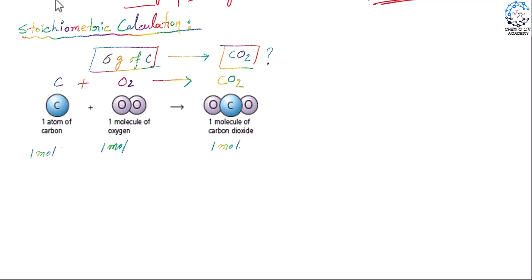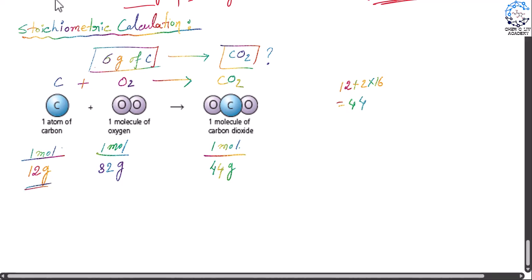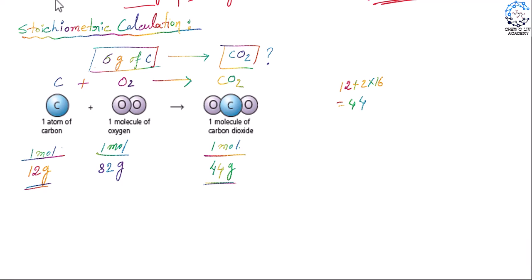Let's convert this mole into gram. So 1 mole of carbon means 12 gram. The atomic weight of carbon is 12, so 12 gram. 1 mole of oxygen will be equal to 32 gram. The Mr of oxygen is 32, and 1 mole of carbon dioxide is 44. How 44? Carbon is 12 plus 2 into 16, so 32 plus 12 equals 44. Okay, so 44 gram. Now from the equation only I can see 12 gram of carbon is able to form 44 gram of carbon dioxide.